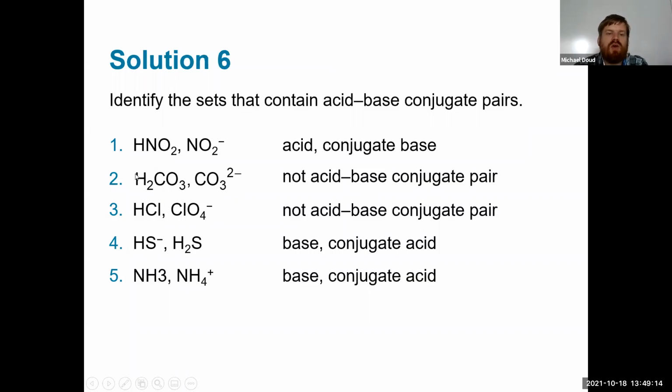Okay, we're back. So H2CO3 and CO3 2- is not an acid-base conjugate pair because you have to give up 2 protons to get from here to here, whereas a conjugate acid-base pair should just be for a single proton transfer. HCl and ClO4-, of course, those aren't the same because you don't have perchlorate in the acid. HS- and H2S, sure enough, that is a base with its conjugate acid, just like what we were looking at here on the previous sample exercise. And then NH3 and NH4 plus similarly are a base and its conjugate acid.